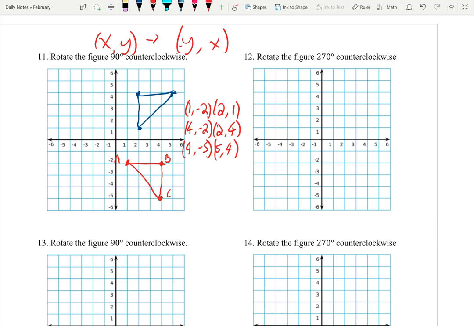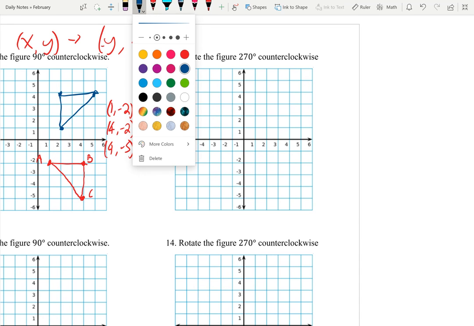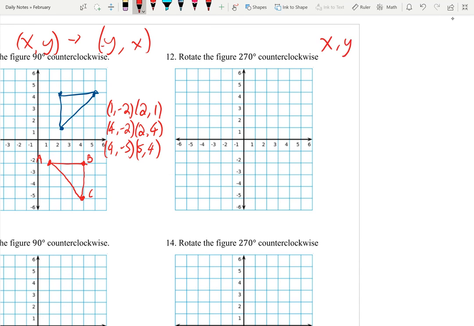All right, rotate the figure 270 degrees counterclockwise. So 270 degrees, let me see if I can remember this one. That rule is (x, y) transitions into (y, -x). I'm pretty sure that's right. So the image we have is A is at (-1, 2), B is at (1, 5), and C is at (5, 2). So this is our triangle, and we are rotating it counterclockwise 270 degrees.